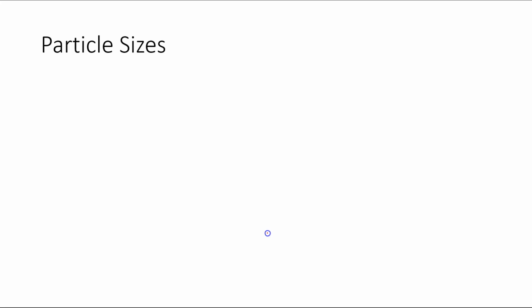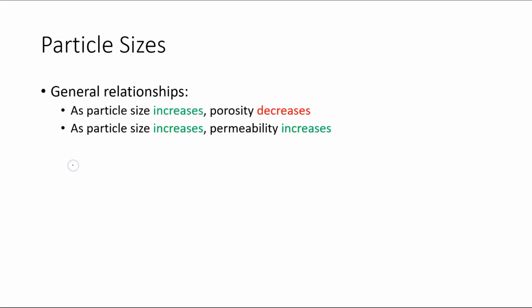Both are important components. So we're going to talk a little bit about the size of the particles that make up the soil and how the size of those particles determines some really important properties about the soil. All right, so some general relationships that I want you to remember. When we increase our particle size, our porosity actually decreases. When their particles are very small, there's a lot more pore spaces.